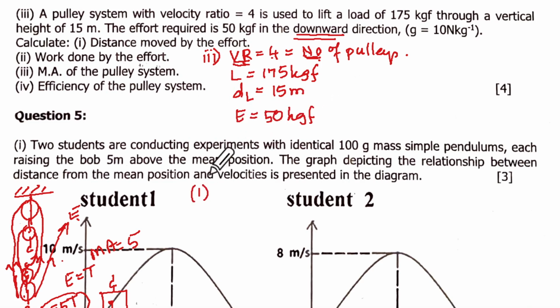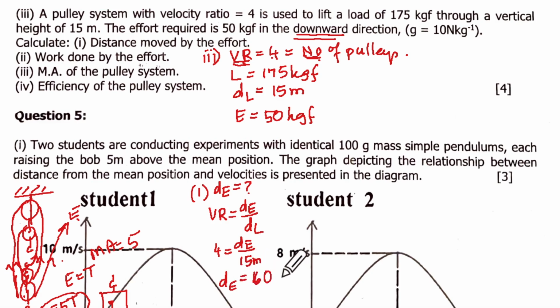What is the first part? Say distance moved by the effort. So distance, meaning displacement of effort, is connected with velocity ratio. What is the formula for velocity ratio? dE upon dL, correct? E comes before L in the alphabet, like that you have to remember. So 4 is equal to dE upon dL, which is 15 meter. So dE is equal to how much? 60. 15 into 4 means 60 meter. Are you with me so far? Yes, ma'am. So this is your answer 1.